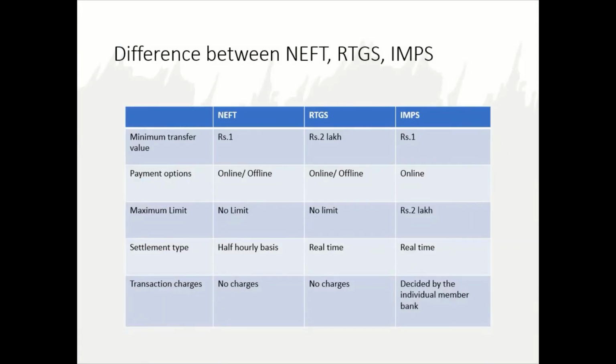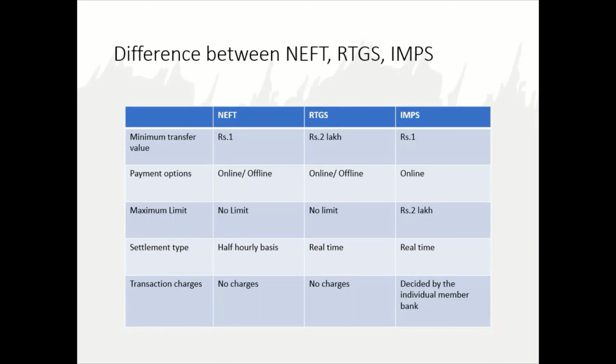The slide shows various factors which can be used to decide which method to use for transferring the amount. Minimum transfer value: in case of NEFT and IMPS, the minimum value is ₹1, whereas in RTGS the minimum transfer amount is 2 lakhs. So RTGS is suitable only for those transactions where the amount to be transferred is more than 2 lakhs. If the amount is less, then either NEFT or IMPS can be used.